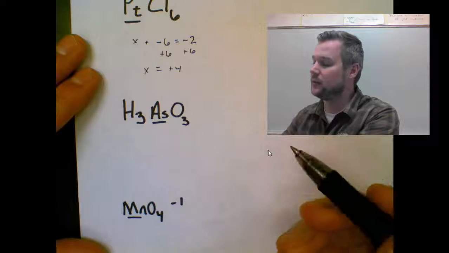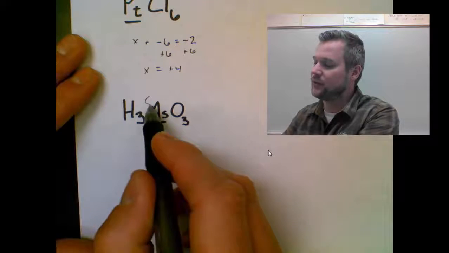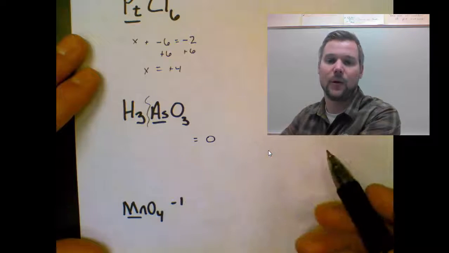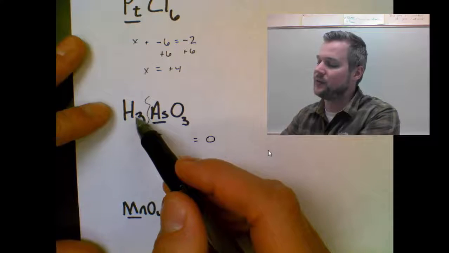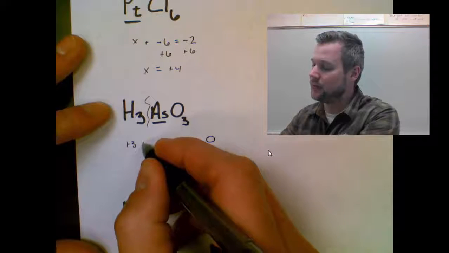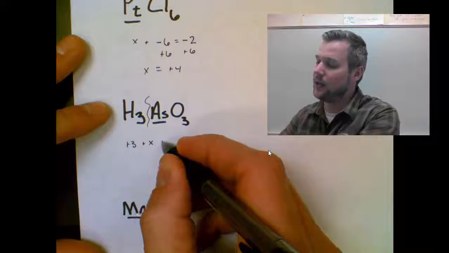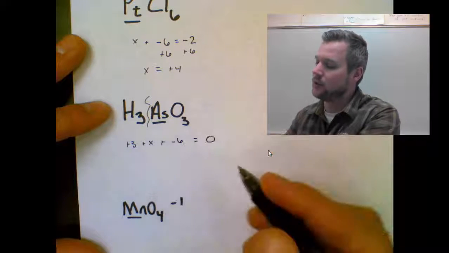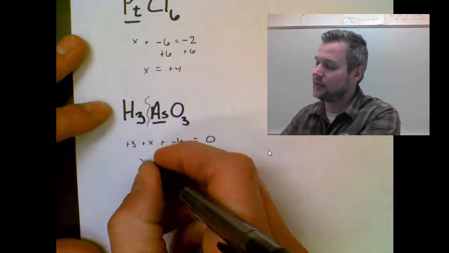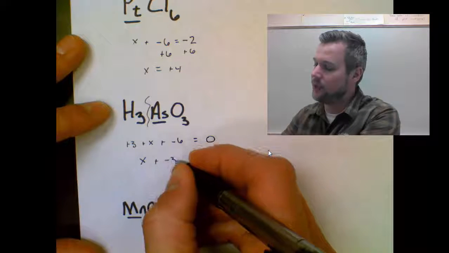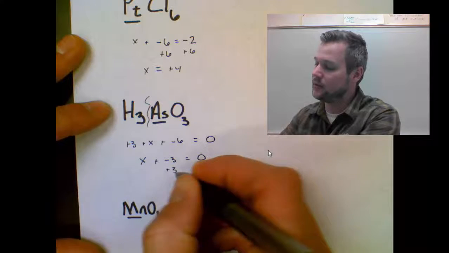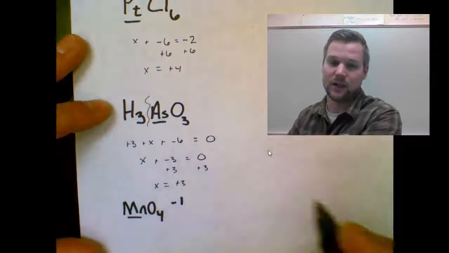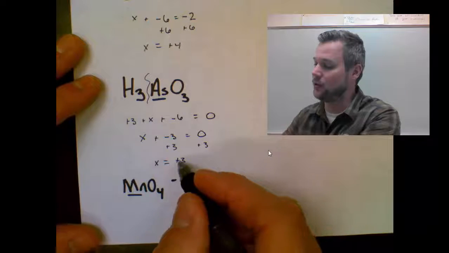The arsenic in this acid. We know this whole thing needs to equal 0 because formulas always have to equal 0. 3 times +1 gives you +3 plus x, whatever that happens to be, and then O is -2 times 3, so that gives you -6. So combine the like terms, x plus -3 equals 0. Add 3 to both sides. In this case, x is equal to +3, so arsenic is going to represent a +3 charge.